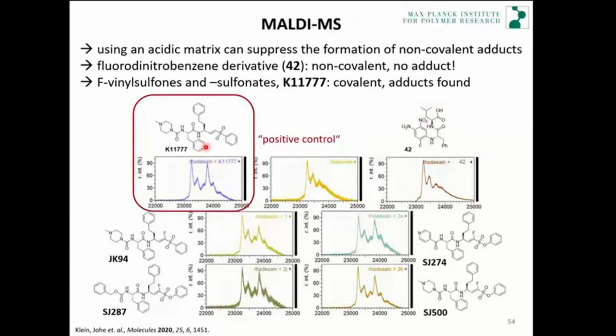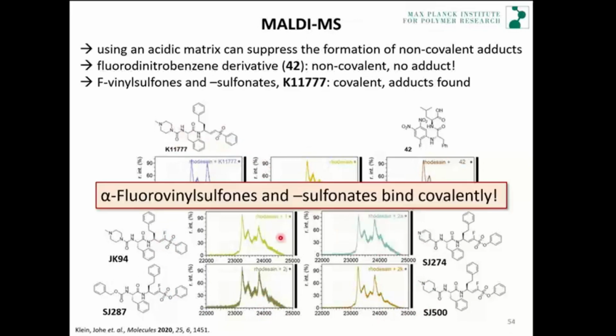So on the left side, you can see K11777, from which we know it is a covalent inhibitor of Rhodesain. So therefore, in this experiment, it serves as a positive control. And you can see a peak here, which corresponds to the covalent adduct that we found. And down here you can see several of our inhibitors that were also incubated with rhodesain and measured. You can see α-fluorovinylsulfones and also sulfonates. And in each case we could see a peak, and therefore we could see an adduct. And that's why we concluded that the fluorovinylsulfones and the sulfonates bind covalently to rhodesain.